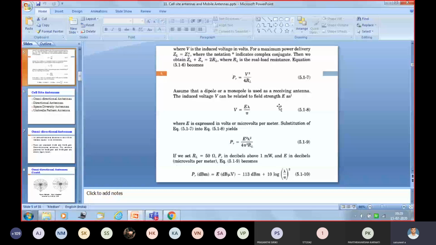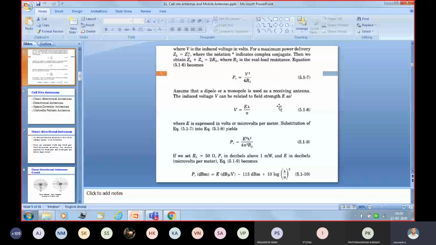The individual voltage in the general equation, as you already know, V equal to E lambda by pi. Now substitute this V value in the above equation, automatically PR equal to E square lambda square by 4 pi square RL. And how can it be converted in terms of dB per meters? Why dB per meters? Here we have to calculate the power in terms of distance, transmitting and not receiving.